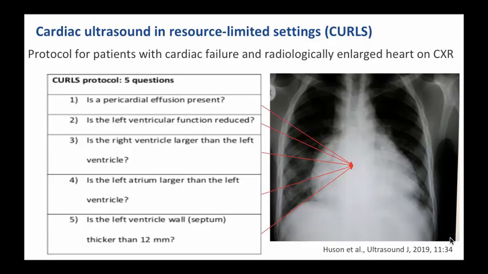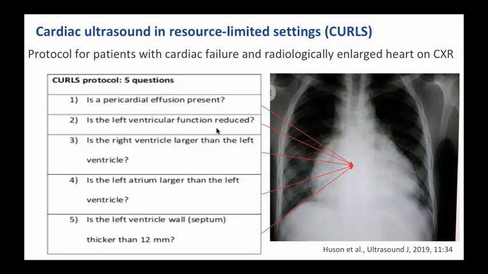What is the CURLS protocol? The CURLS protocol basically is made for patients with cardiac failure and or with radiologically enlarged heart on chest X-ray, like the one you see here. With an ultrasound, we look at this enlarged failing heart and we ask 5 questions. Is there a pericardial effusion present? Because that would point towards pericarditis.